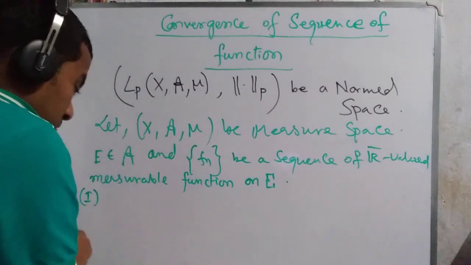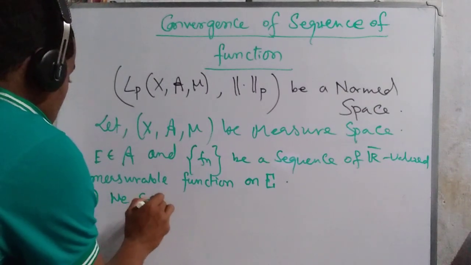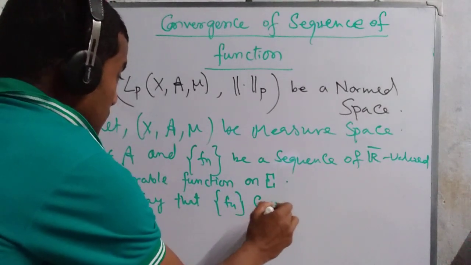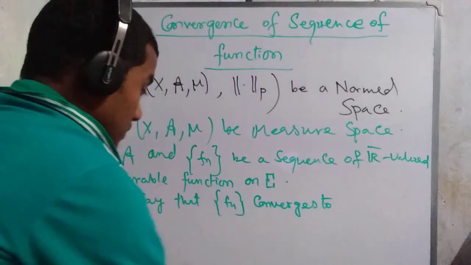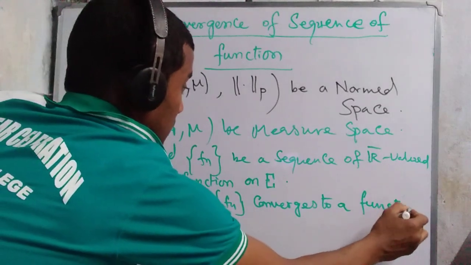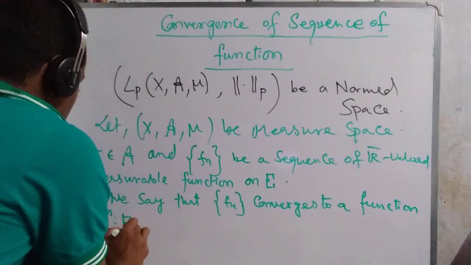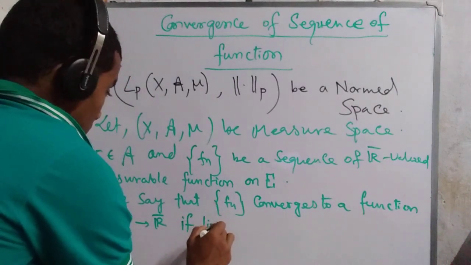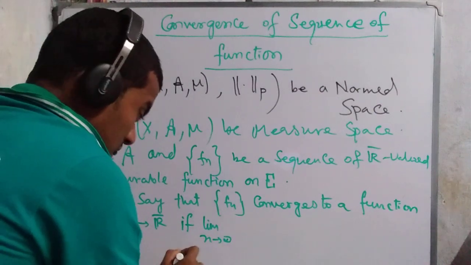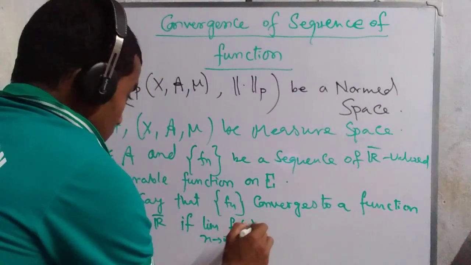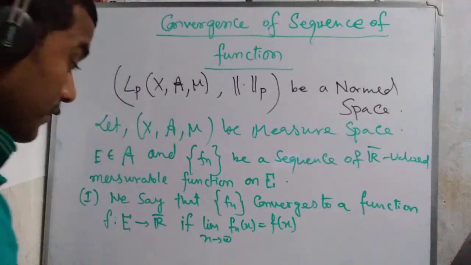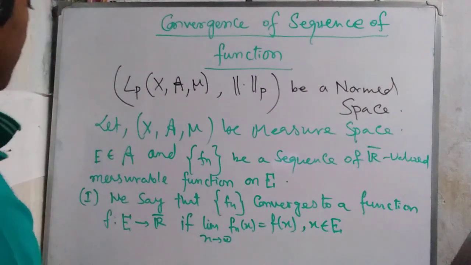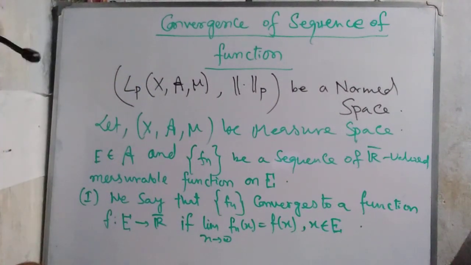First one, we say that f_n converges to the function f: E to the extended real line R closure, if the limit as n tends to infinity of f_n(x) equals f(x) for all x belonging to E. Then f_n converges to a function f.